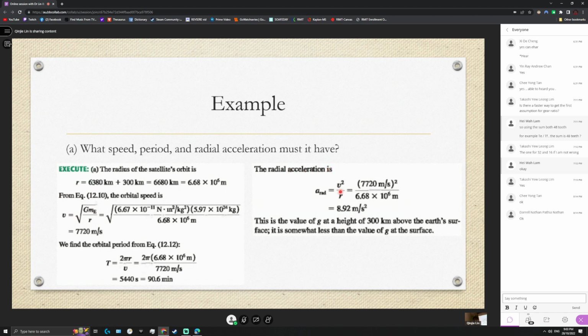Radial acceleration is your v squared over r because it's a circular motion. So it's the same formula, v squared over r. Down here also, there's a sentence, if you are curious: why is this value smaller than the 9.8 that we know? Because this whole satellite is at a height 300 km above the Earth's surface, which is very far away. So the gravitational acceleration has already dropped to this.